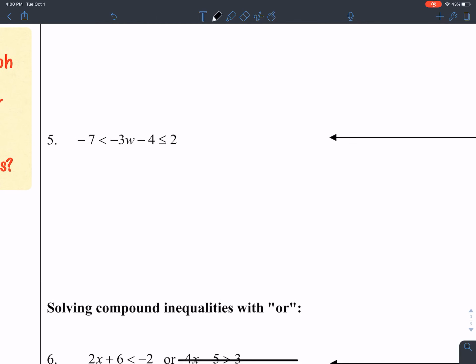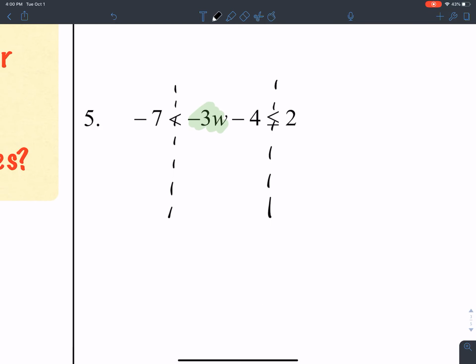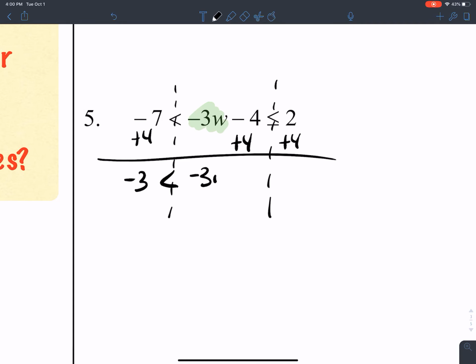Looking at the next one, again, I want to get w alone. So I'm going to set up my separators so I know what I do to the middle, I have to do to all the other sides. So to undo a -4, we'd add 4 to all sides. -7 plus 4 is -3. Those canceled, and we have 6.